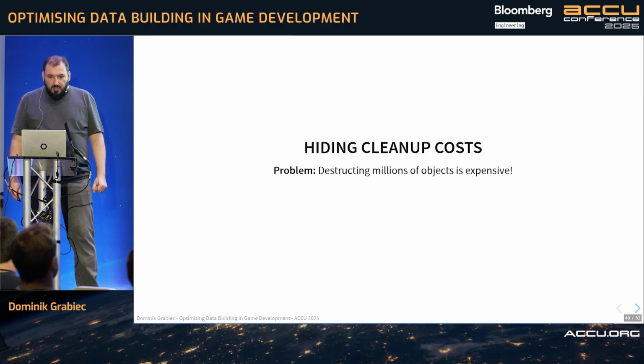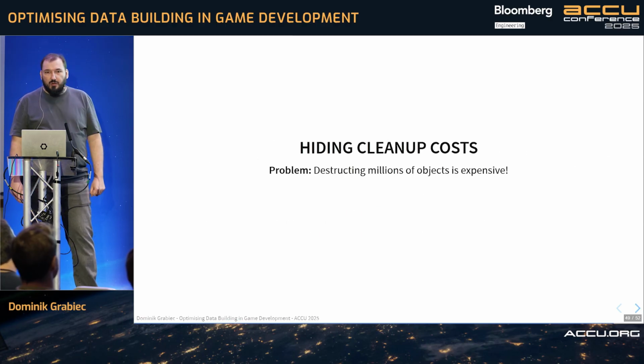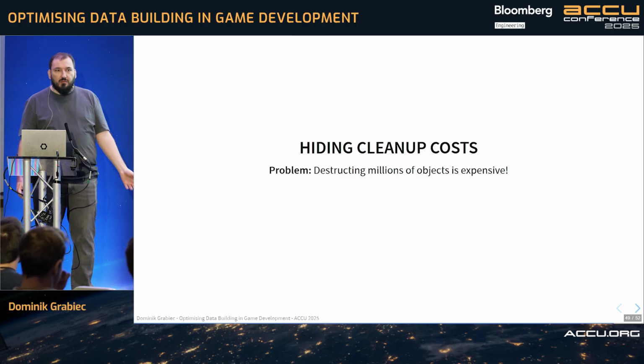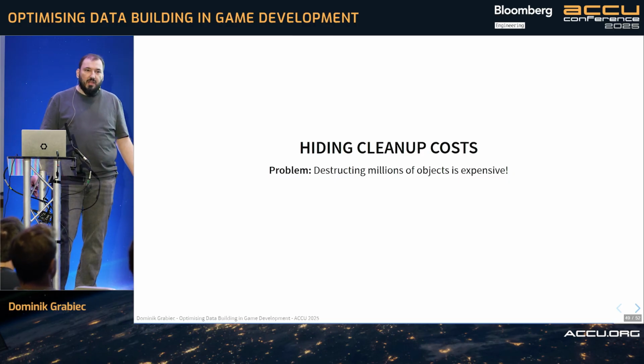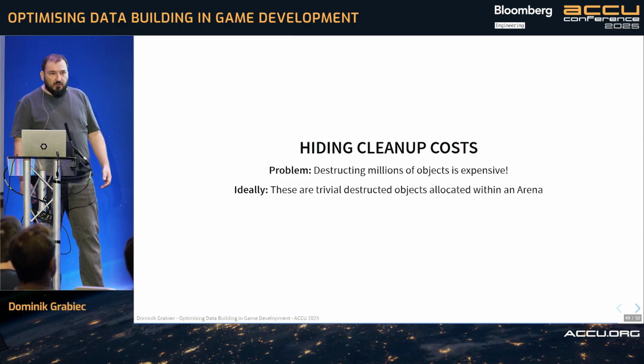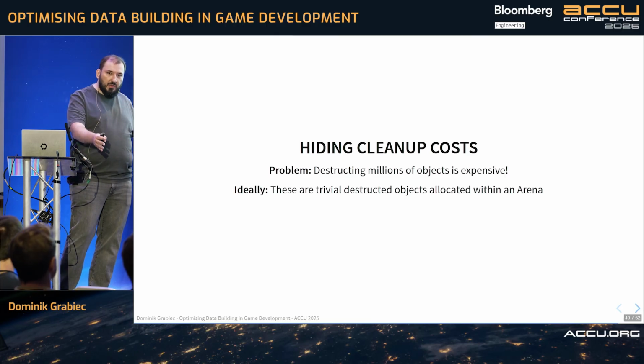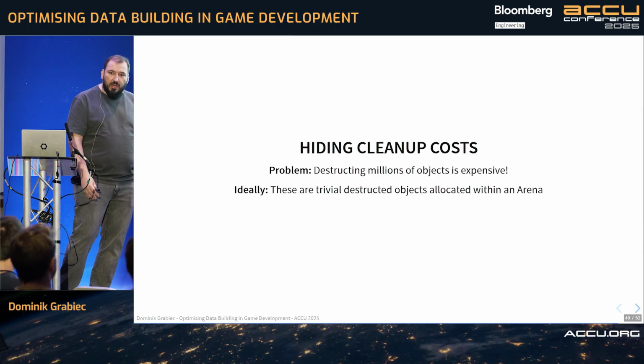So that's the one. Another one is hiding cleanup costs. Now, destructing objects does actually have a cost. And in this case, I'm not talking about destructing a handful of objects. I'm talking about destructing hundreds of thousands or millions of objects. Ideally, these would be trivial, plain old data types where you can just allocate them in a piece of memory, in a so-called arena allocator, and then when you're done with it, you just dispose of it and there's no cleanup to be had.